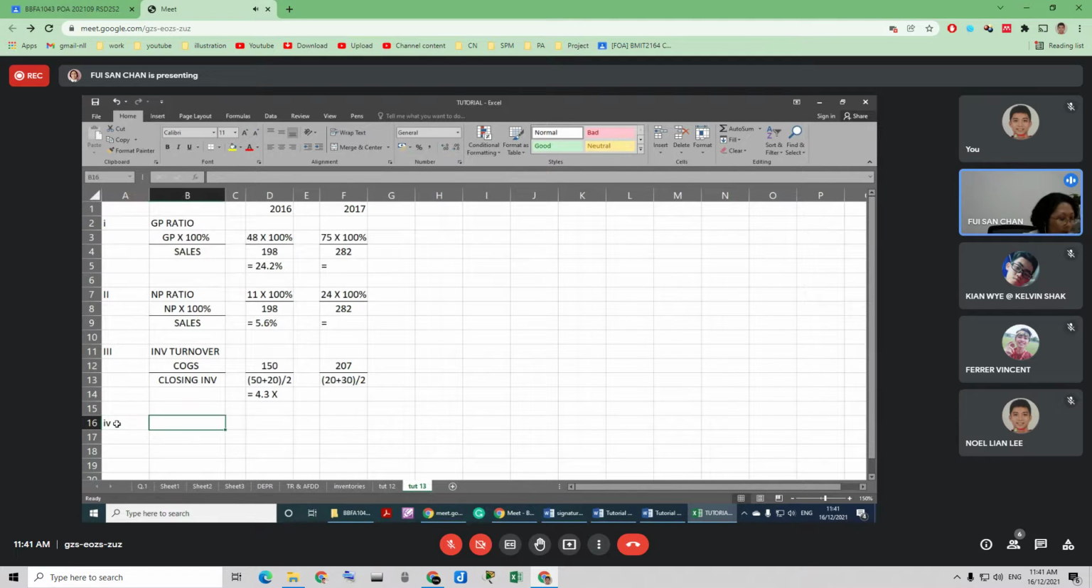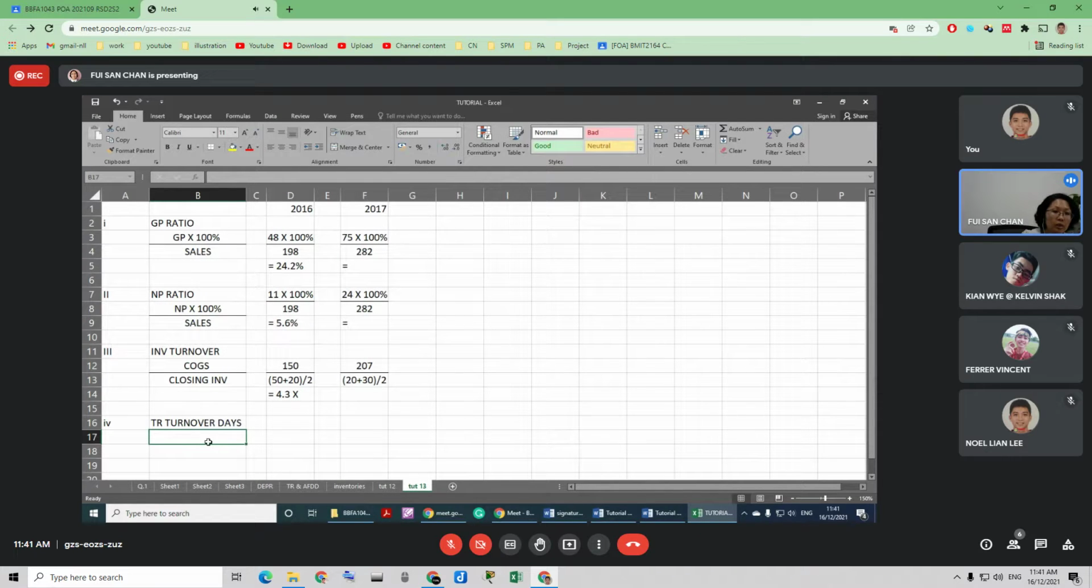Okay, now number 4. Number 4 is trade receivable turnover days. Normally trade receivable is in days. So in days, your formula is trade receivable times 365 days divided by your sales. Because 1 year is 365 days, and our answer is in days, so you times 365 days. Sometimes the question will say the company assumes 1 year only has 360 days. If you see this sentence, then instead of 365, you should use 360. So read your question carefully.